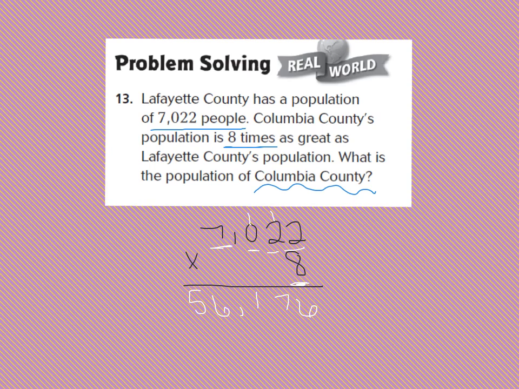So my final product should have been 56,176, and this number is 8 times greater than 7,022, and this is the population of Columbia County. I hope you got that right. Great job.